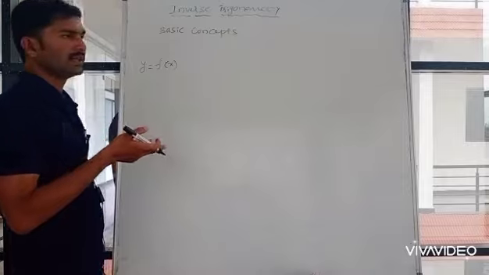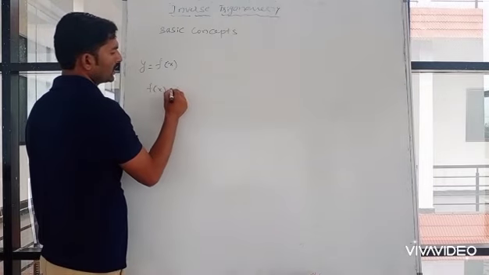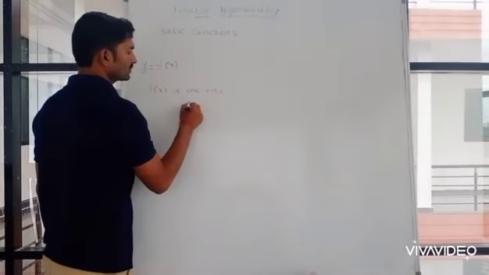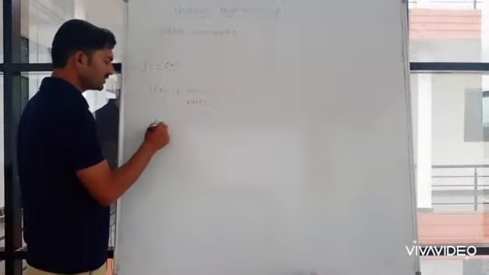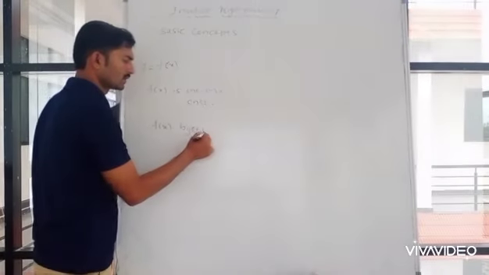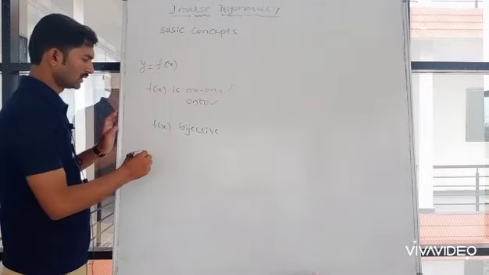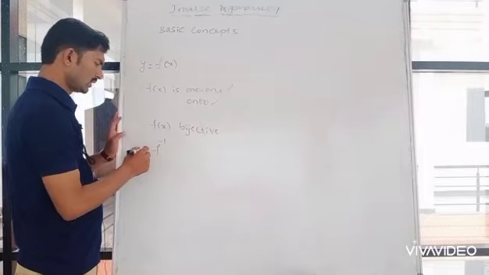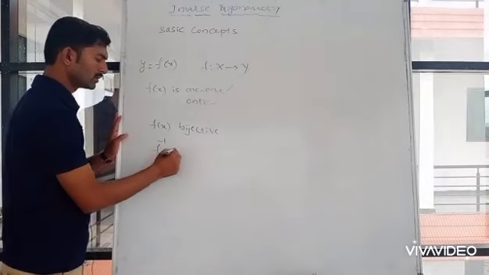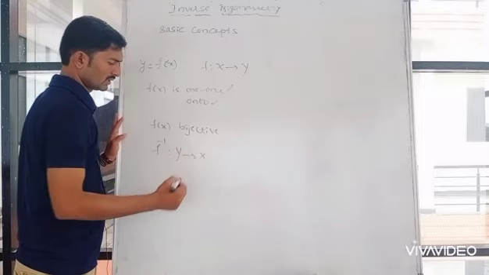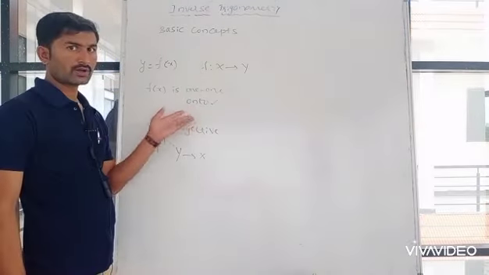When will the inverse exist? Suppose the function f of x is both 1-1 and onto. If the function f of x is 1-1 as well as onto, then we call f of x bijective. If it is bijective, then there exists an inverse for the function f, which we call f inverse. F inverse means, here f is from x to y, then f inverse will be from y to x. This is only possible if the function f of x is both 1-1 and onto, or else bijective.